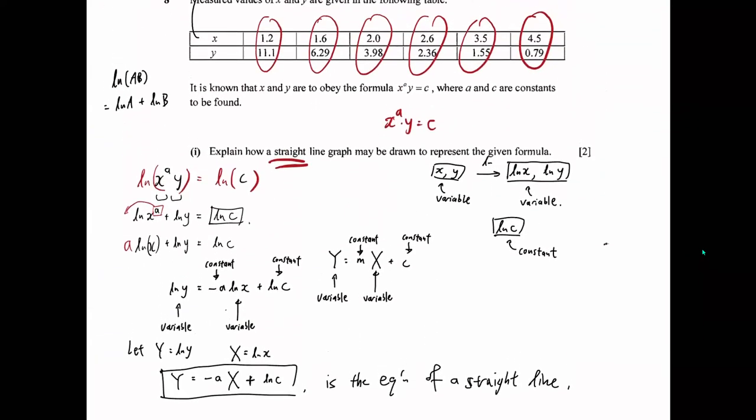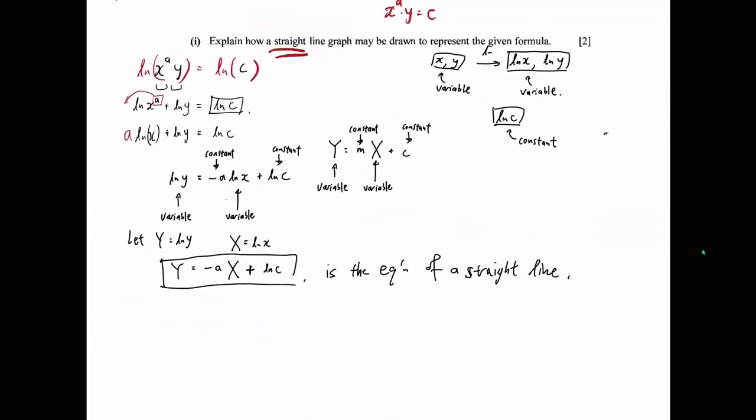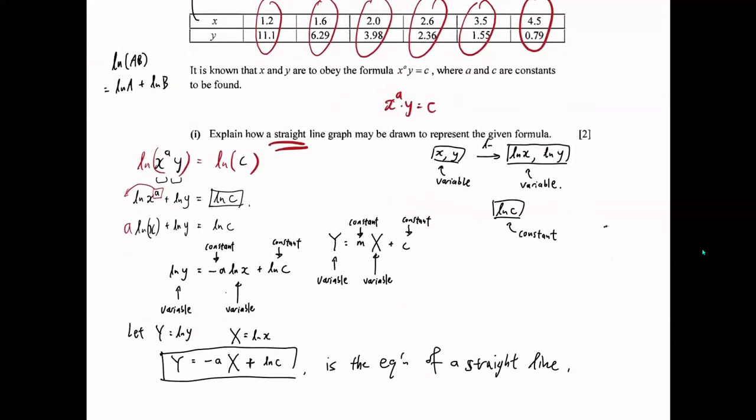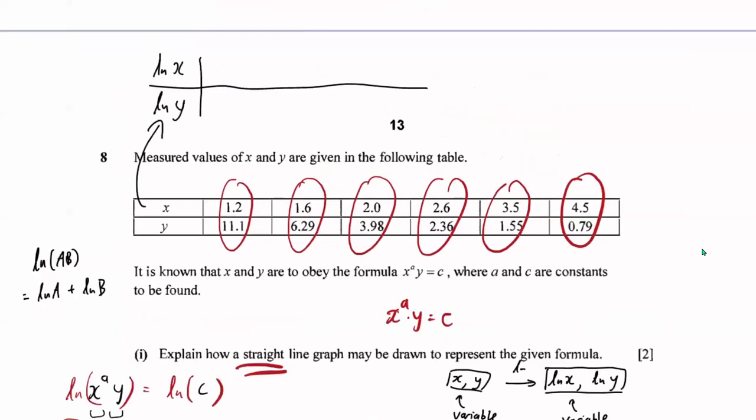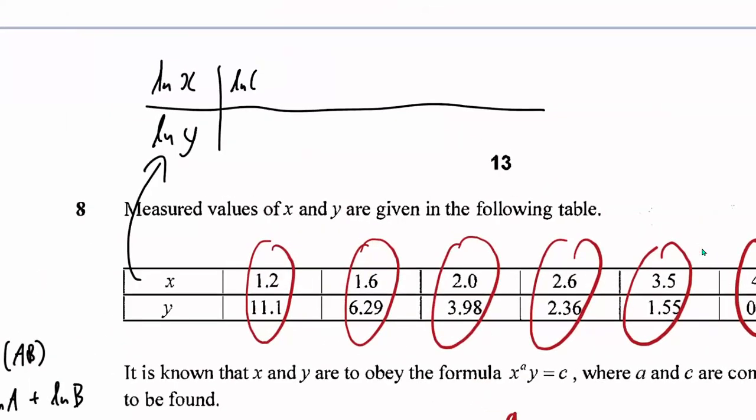Let's just follow the procedure. Over here we have capital Y equals negative A times capital X plus ln C. So capital X is ln X, capital Y is ln Y. That means we need to plot points where the x-axis is now capital X, and the y-axis is now capital Y, which are ln x and ln y respectively. So I have to type in the calculator. Help me to calculate what is ln of 1.2.